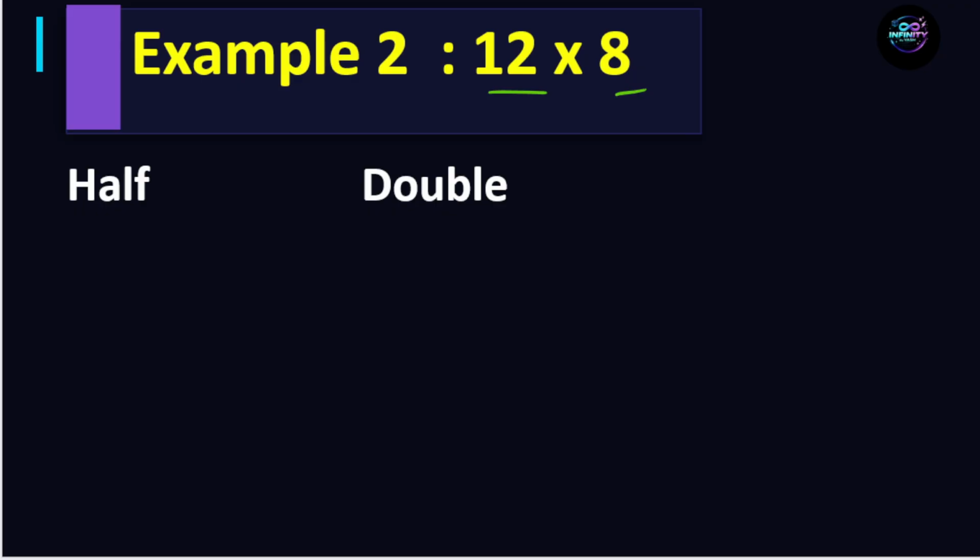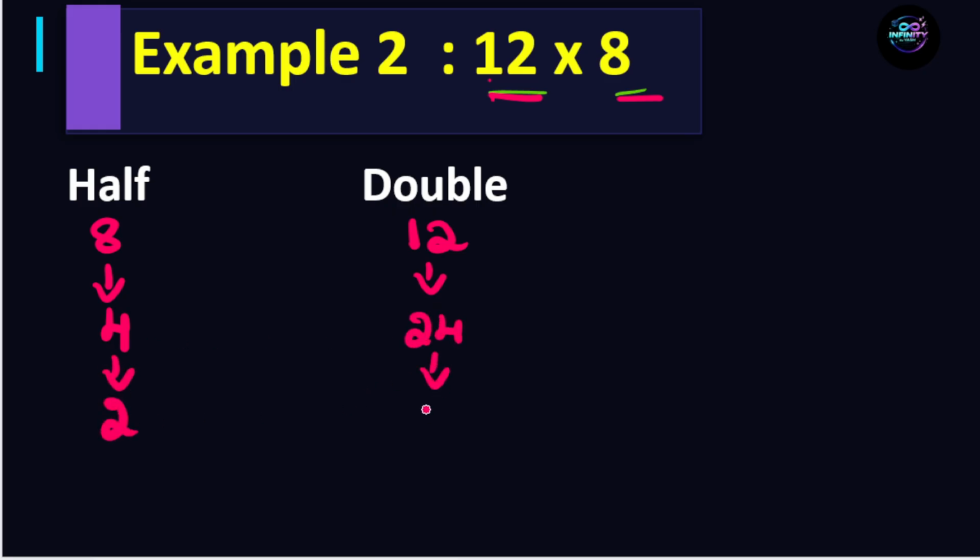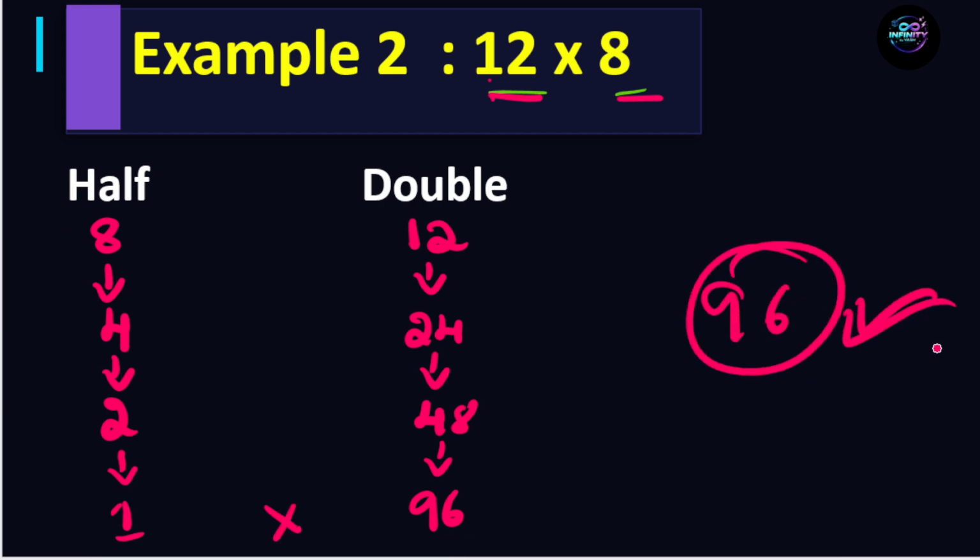12 and 8. See here, both are even. You can choose any number to halve or double. So I'll choose 8 to halve and 12 to double. Half of 8 is 4. 12 two times is 24. Half of 4 is 2. 24 two times is 48. Half of 2 is 1. 48 two times is 96. So 96 one time is 96. So our answer is 96.